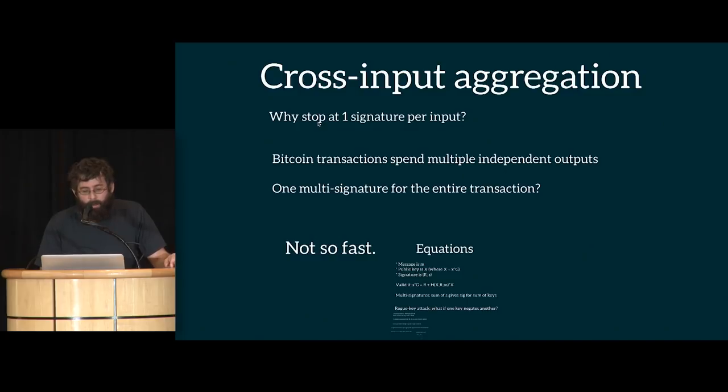So why stop at one signature per input? Bitcoin transactions have multiple independent inputs, and we don't want to restrict the ability for someone to choose them independently, but all of these have public keys and signatures that are required. Why can't we combine all those signatures into one? Schnorr signatures support multi-signatures, so this seems like an obvious win. So, not so fast.